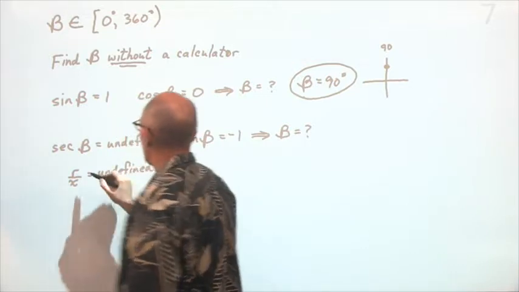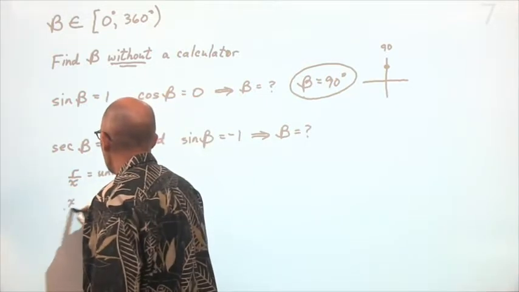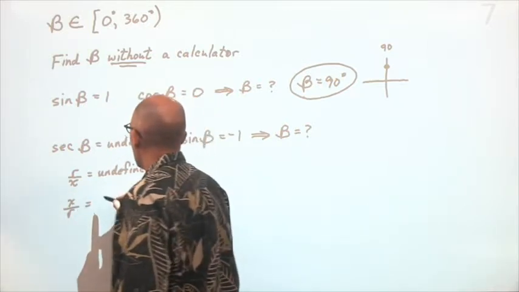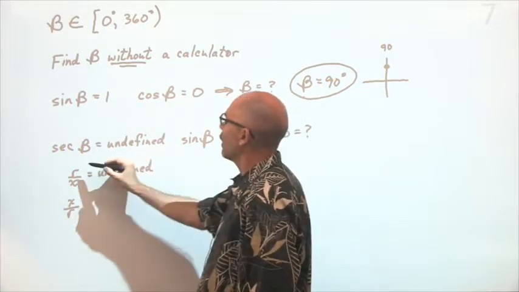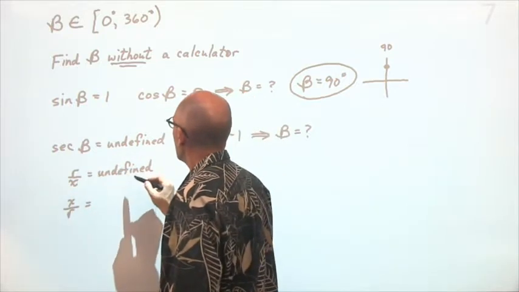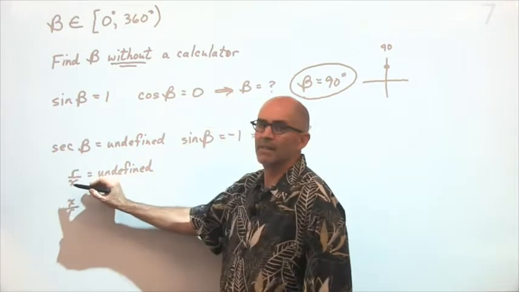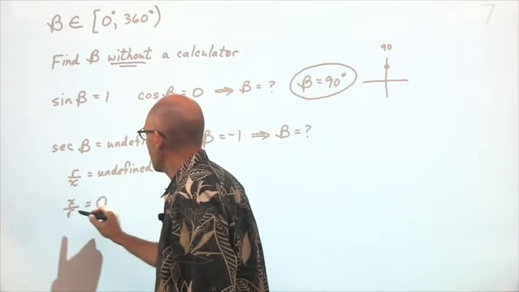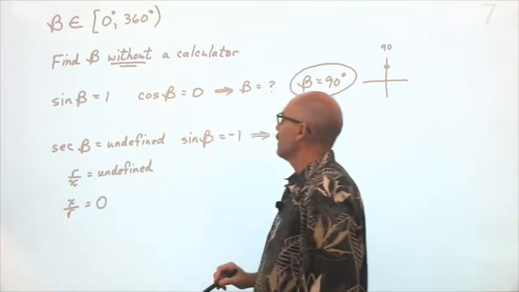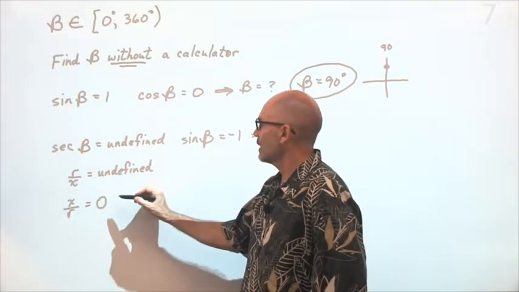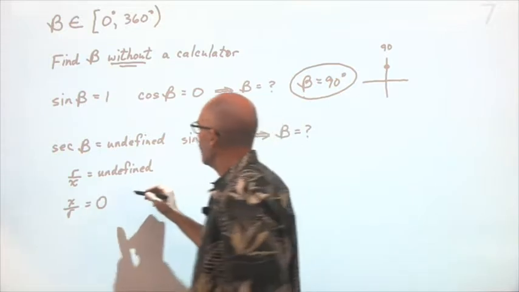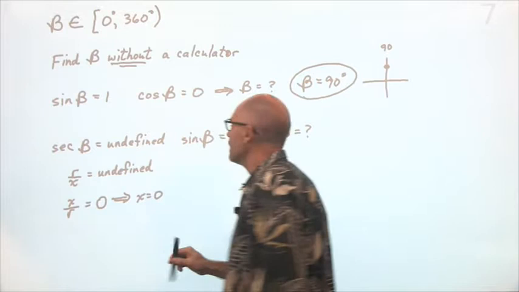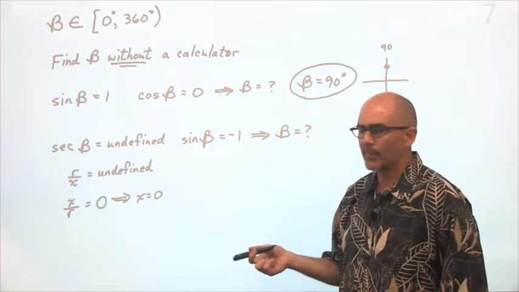Now the reciprocal of secant is x over r, adjacent over hypotenuse, and if r over x is undefined, then what that means is x has to be 0. Now if x is 0, then 0 over anything is 0. So x over r is 0, and so basically x equals 0. That means I'm right or left 0.